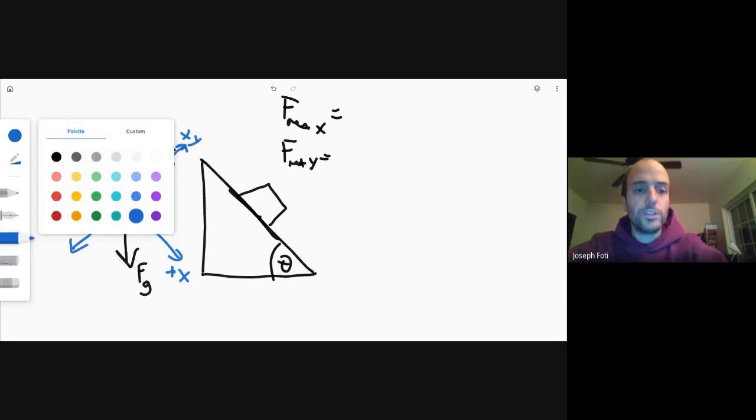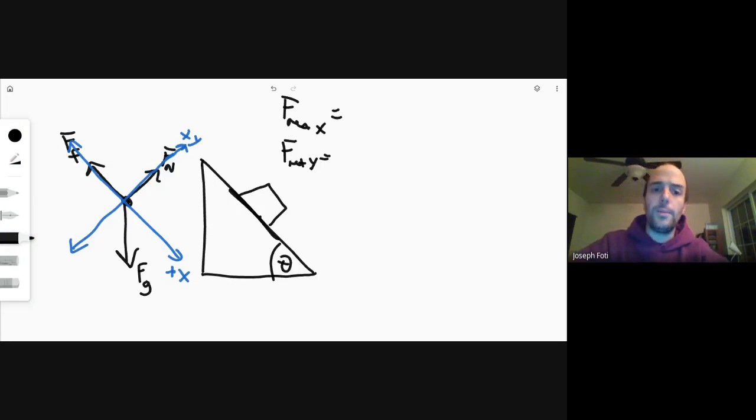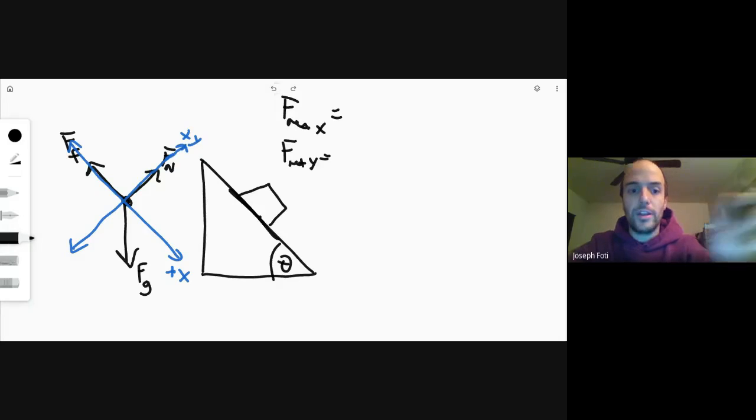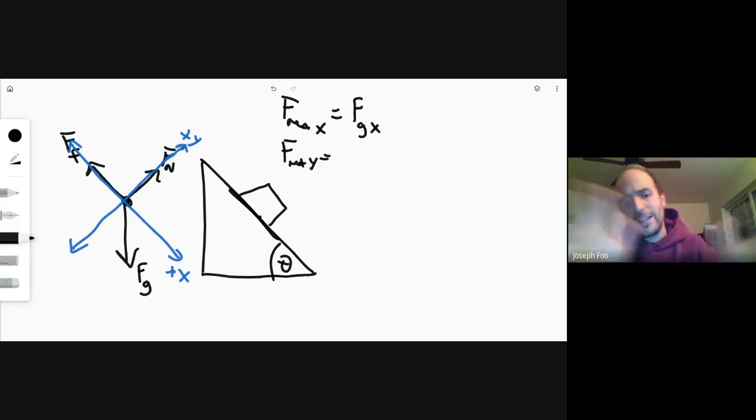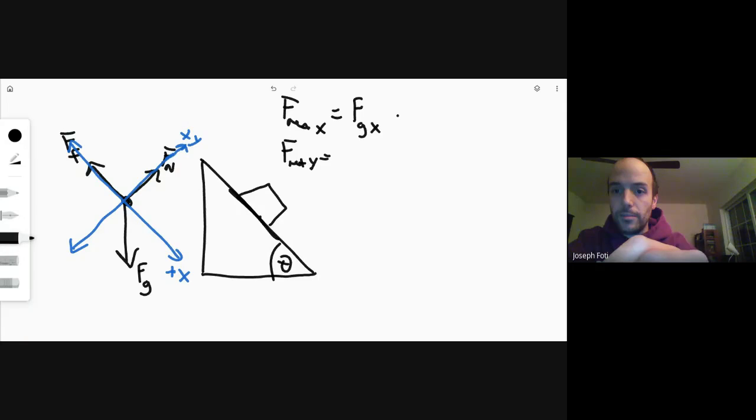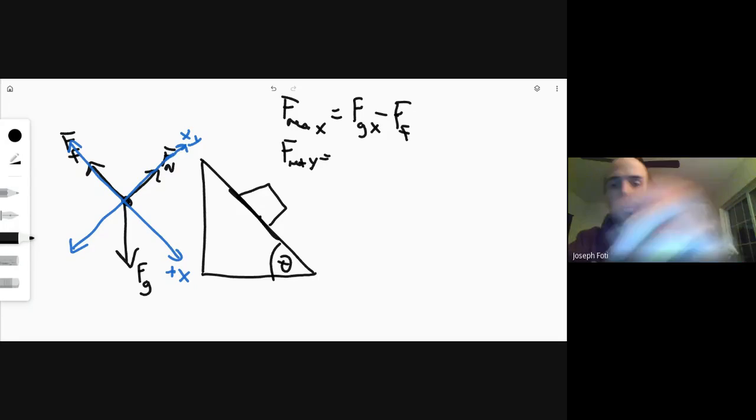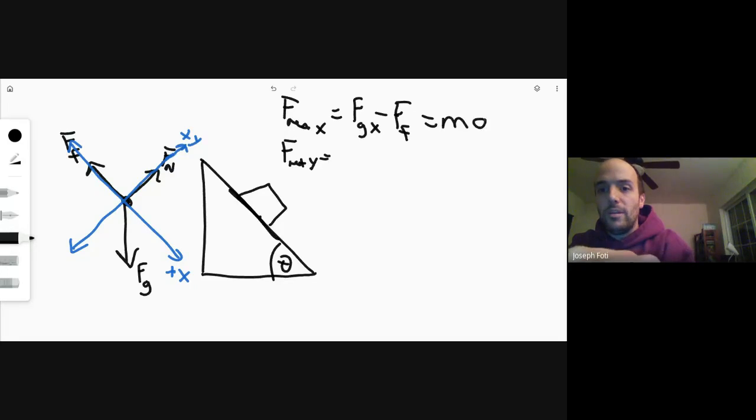If we were to now write our net force equations, we're on step 2 now, how would that look? Well, in the x direction, we would have 2 forces. Gravity now has these different components, so we would write the x component of gravity, and that's pointing downwards and to the right. And then we have friction, which is actually along the x-axis. We're going to subtract them because they're in opposite directions, and this equals ma.